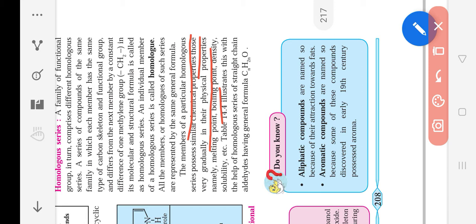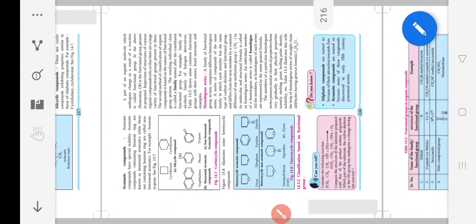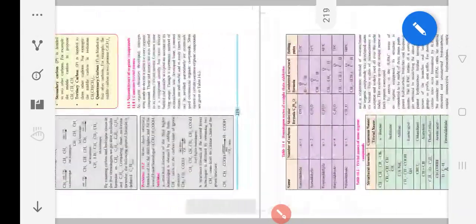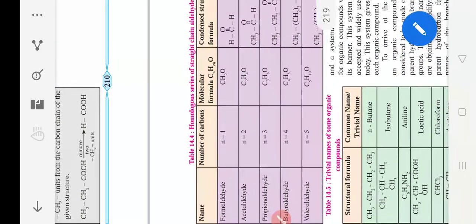Okay, look at CnH2nO, with the help of the homologous series of straight chain aldehydes. Aldehyde is the example, so let's look at it. Yes, it has been explained here, so have a look at this homologous series.